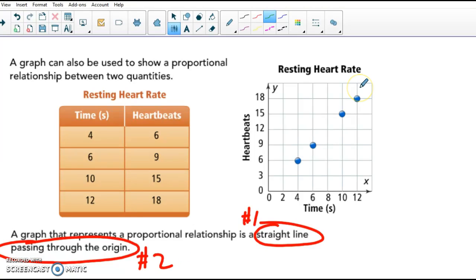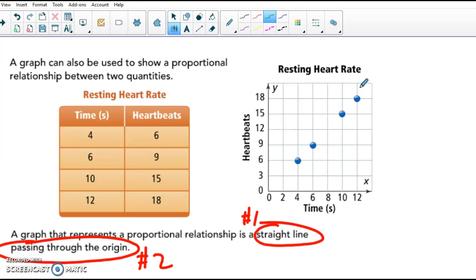And the straight line part makes sense. If it's proportional, it's constant. Your y value is a constant multiple of your x. It makes sense that each of our points should be distributed in a straight line. But it does also need to pass through the origin to be a proportional relationship as well.